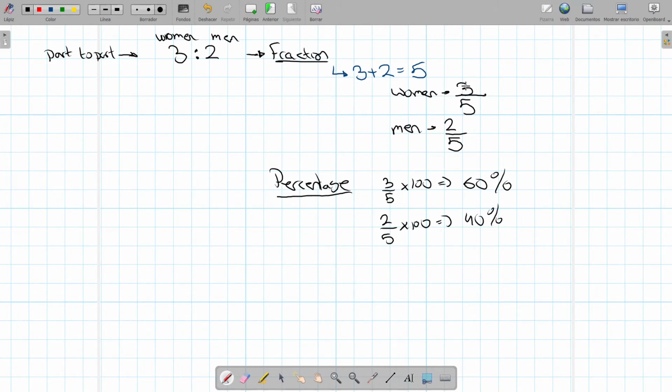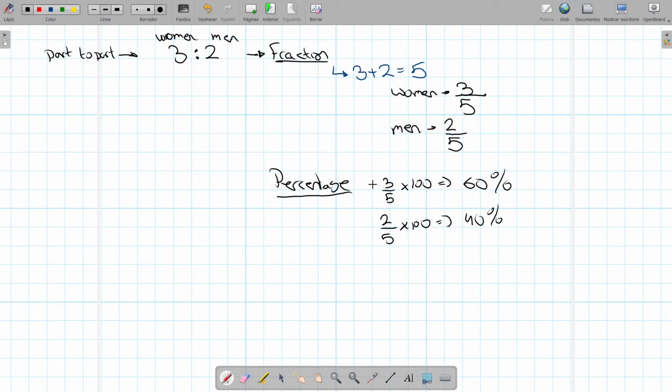Obviously, if we add up the fractions, we have to have a whole, so 3/5 plus 2/5 is 5/5, which is 1, and 60 plus 40 is 100, so we can always check that. Okay, so that's the way to convert a ratio to a fraction and a ratio to percentage.